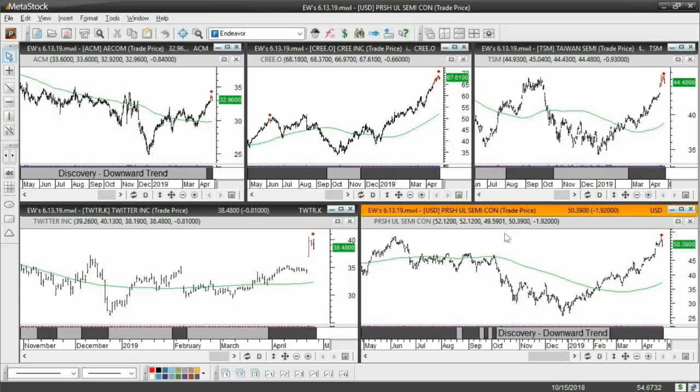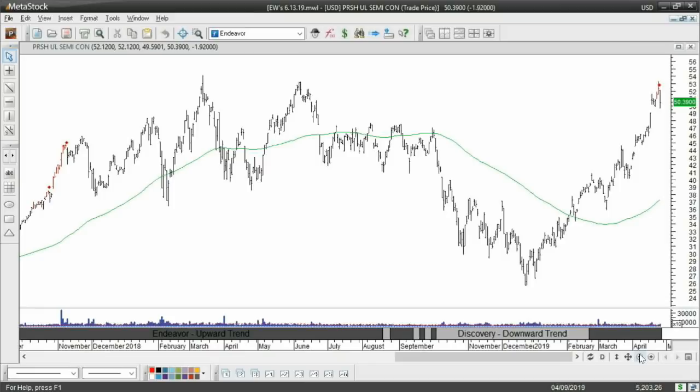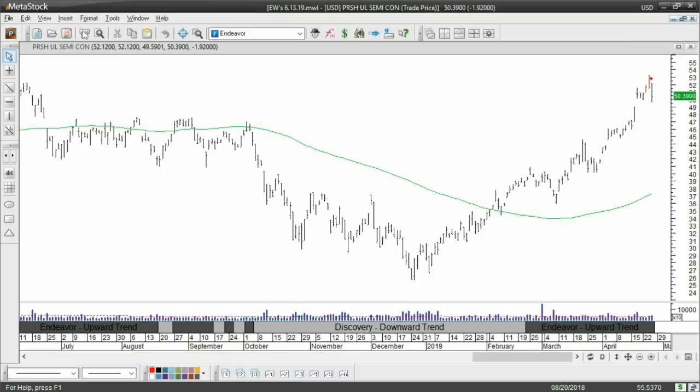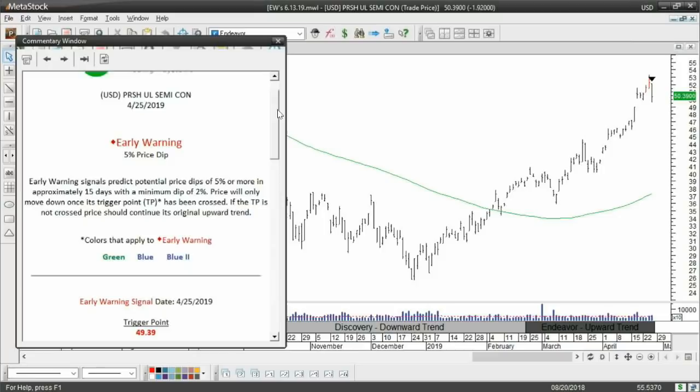So the first thing I see right here is that this is a ProShares stock. You can kind of tell that by looking at the way it trades. It's very gappy. I'm going to open this up. We'll back out a little. I don't like ProShares. My primary reason for not liking them is I can pretty much guarantee you this will have no volume at all.